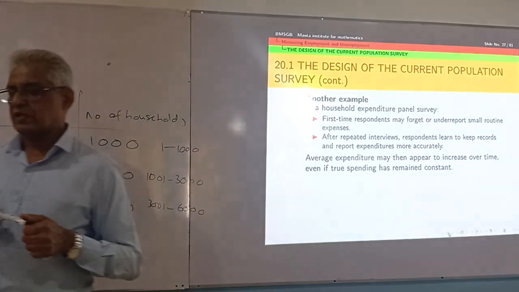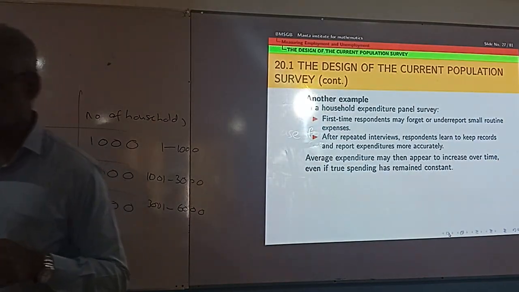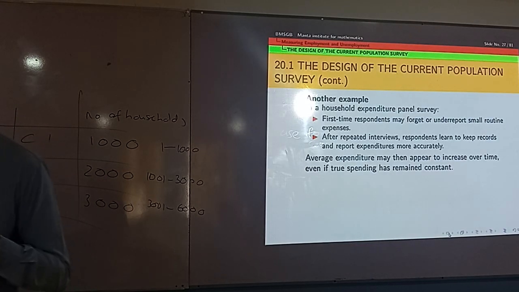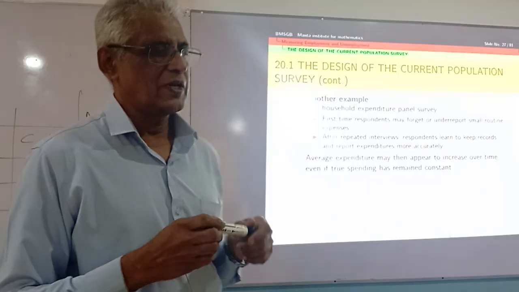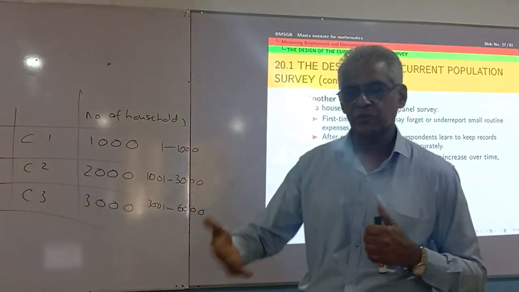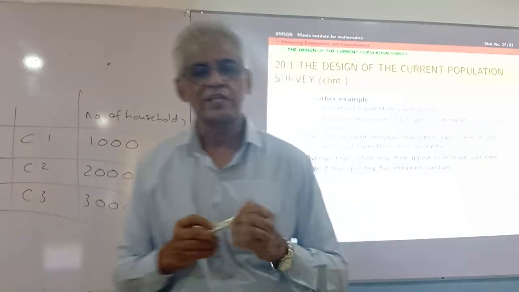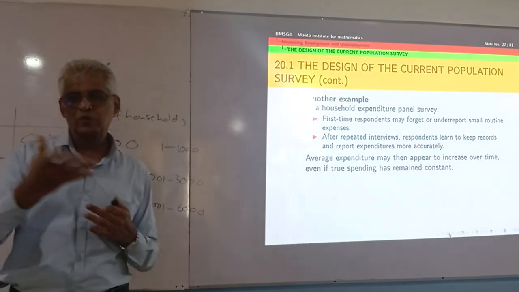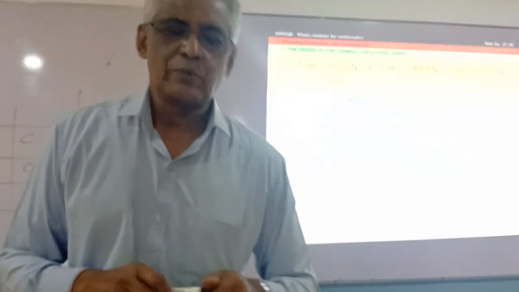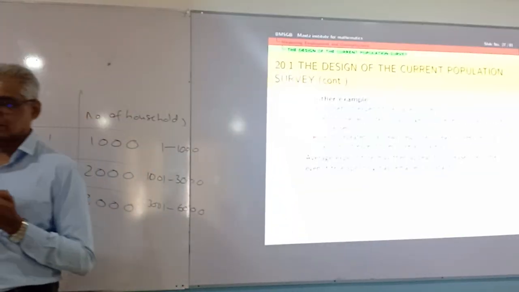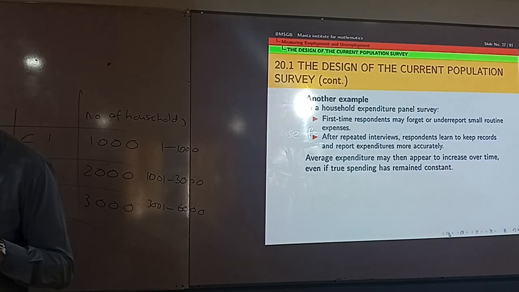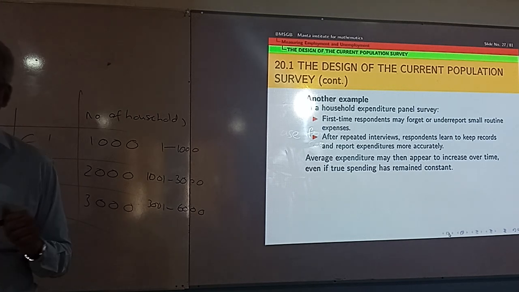If you look at another example, in a household expenditure panel survey, first time respondents may forget to report small routine expenses. In an expenditure survey they ask how much the income is, how much the expenditure is, and how much was spent on these items. They may forget small things and add up only the big things first, and say this is the expenditure. But you must consider all the expenditure. After repeated interviews, respondents learn to keep records and report expenditures more accurately.